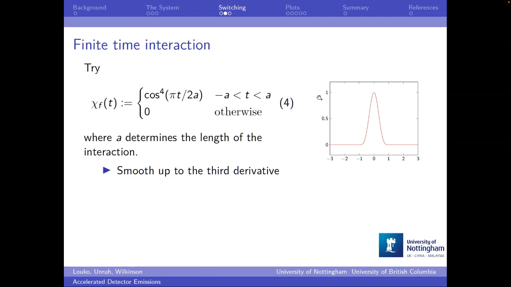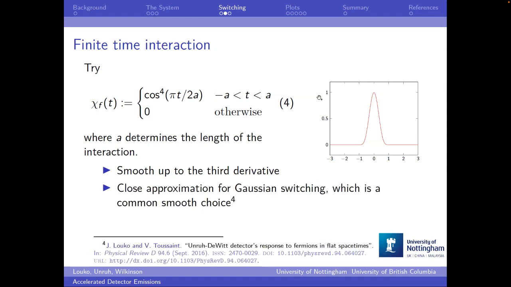It is smooth to a third derivative. It is a good approximation of a Gaussian switching function, which is by far the most common that you see in nearly all the literature with particle detectors, as long as you look within the region that it's interacting. Obviously, if it's 0, it's not as good a comparison. But where it's close to the peak, it's a very good comparison, and we can investigate the field.